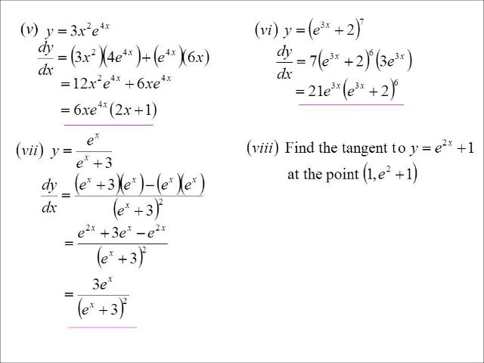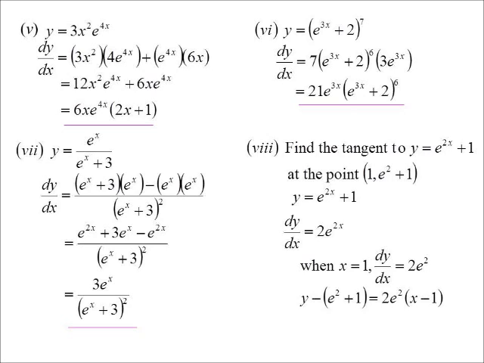So let's differentiate it. The derivative is 2e to the 2x. But remember, that is not the slope of the tangent. That is the formula that allows you to find the slope of the tangent. So we want at the point x equals 1. And when x equals 1, the derivative is 2e squared. So I have a slope, I have a point.